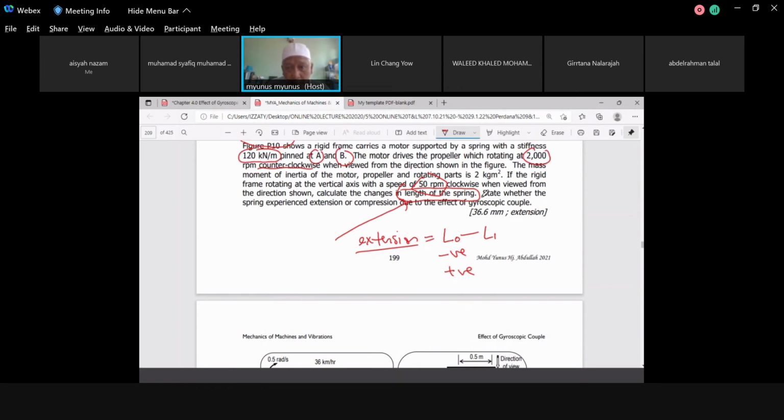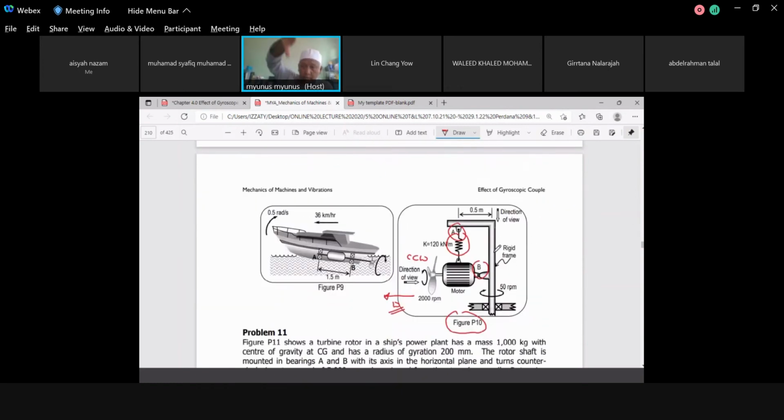Rotating clockwise. So clockwise, you are sitting at top, clockwise will be pointing downward, correct? Clockwise, yeah. So this one will be the precession.